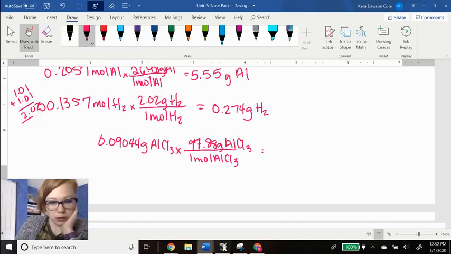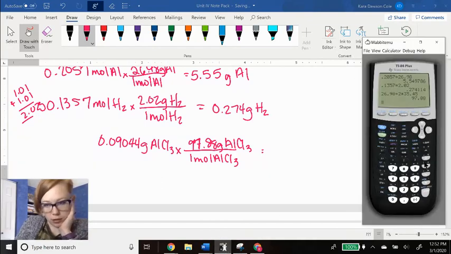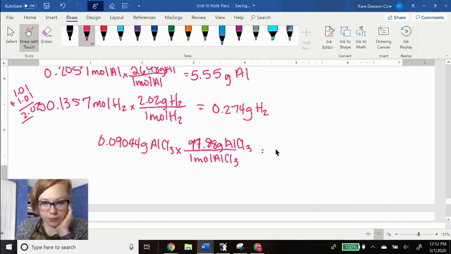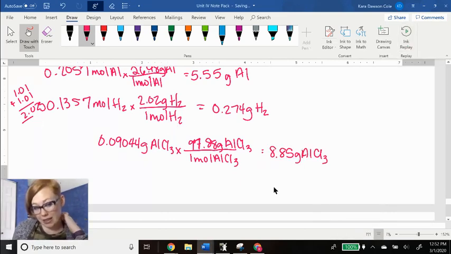And I can just use my number there that I've got. So I just hit times the 0.09044. That gives me 8.85 grams of AlCl3. All right. So now I can check my answers here.